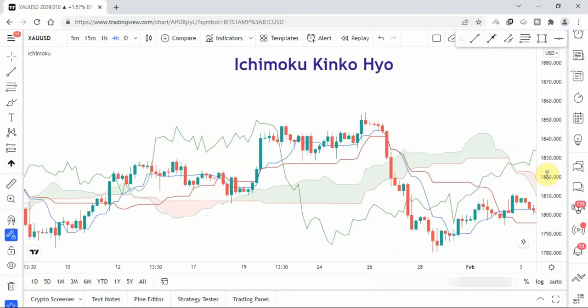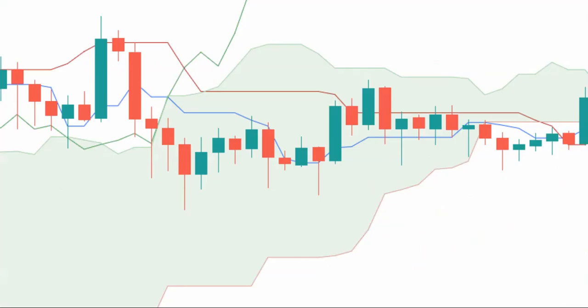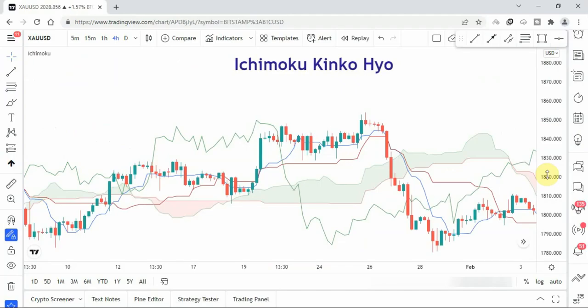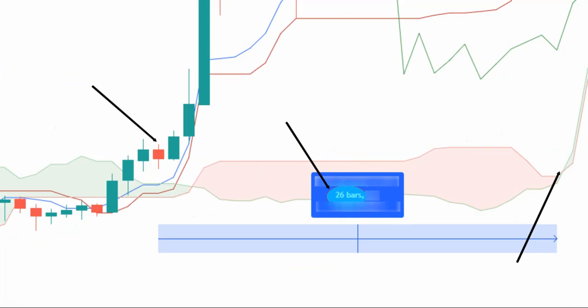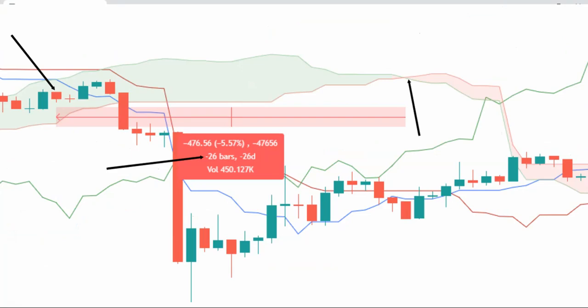Here are some important tips on different conditions of Ichimoku components. When price candles have been trapped within the Kumo cloud, it means that the market is consolidating and we are in a ranged condition. By locating Senkou span A above Senkou span B, we will have a bullish market, and vice versa. When Senkou span A is located below Senkou span B, then the market is bearish.